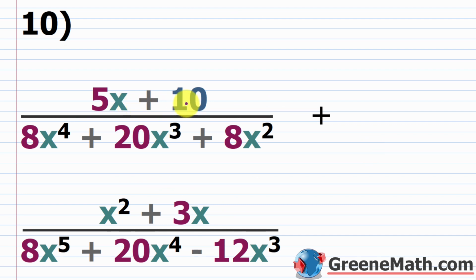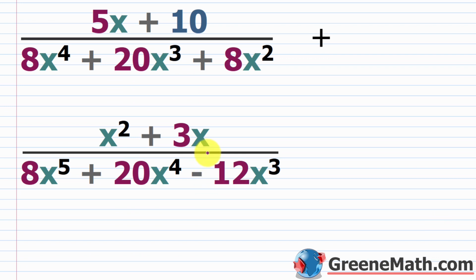So we have 5x plus 10 over 8x to the 4th power plus 20x cubed plus 8x squared. Then we are adding this to, we're going to have x squared plus 3x over 8x to the 5th power plus 20x to the 4th power minus 12x cubed. So in this case, it will really be to your advantage to simplify everything first before you start adding. If you don't want to do that, you can go about it that way, but it's just going to take you a lot of extra time. So what I'm going to do is just factor everything first.